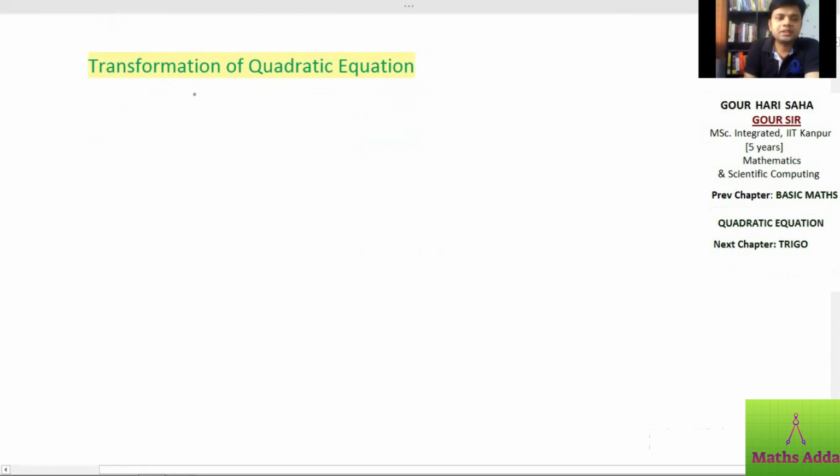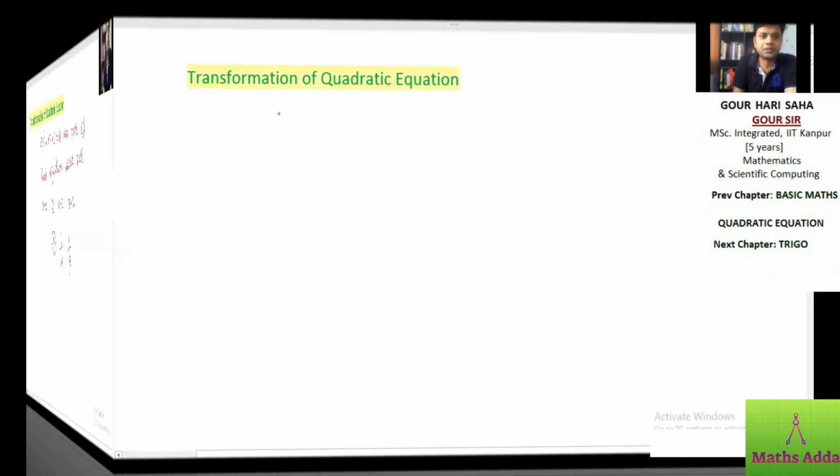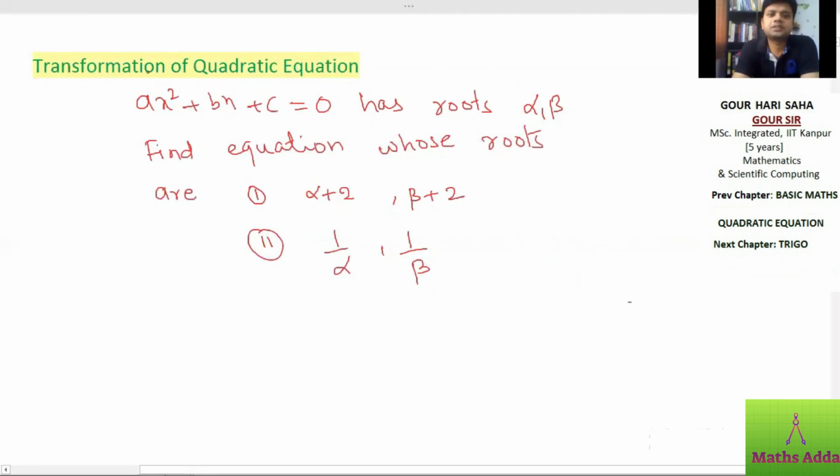So what is that? A quadratic equation will be given and we know its roots, then we need to find a quadratic equation whose roots are related to the previous one. It's like this: ax square plus bx plus c equal to 0 has roots alpha comma beta. Find the equation whose roots are alpha plus 2 comma beta plus 2. And the second question is, roots are 1 by alpha and 1 by beta. So how to do it? We will divide this into two methods. One we already know, the second we will be learning today.